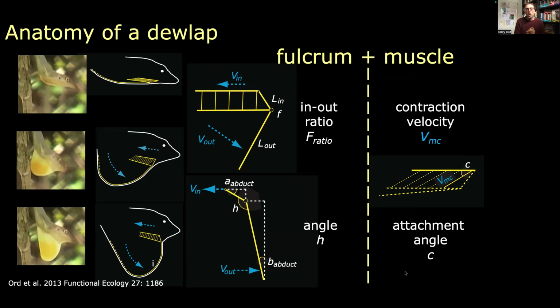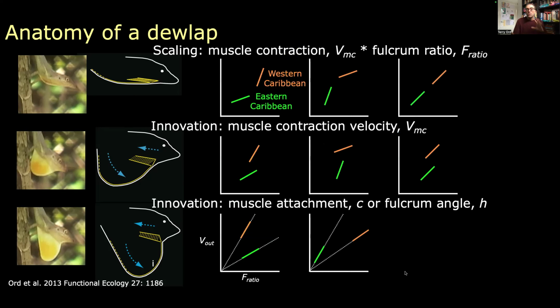So we've actually had a look at the anatomy of that dewlap. We've come up with various biomechanical models that essentially model the way lizards could change the anatomy of that dewlap to maximize the speed. I'm not going to go into detail about these biomechanical models other than to say that you can use them to model different scenarios about what sort of innovations would have to occur in the anatomy of that dewlap to have a high-speed dewlap extension.